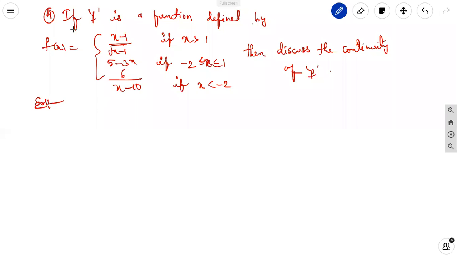Next problem. If f is the function defined by f of x equal to x minus 1 by under root x minus 1 if x is greater than 1, 5 minus 3x if minus 2 is less than x is less than or equal to 1, and 6 by x minus 10 if x is less than minus 2, then discuss the continuity of f.